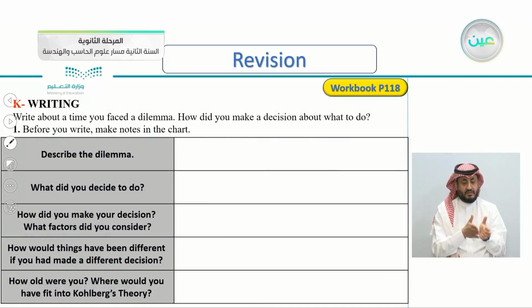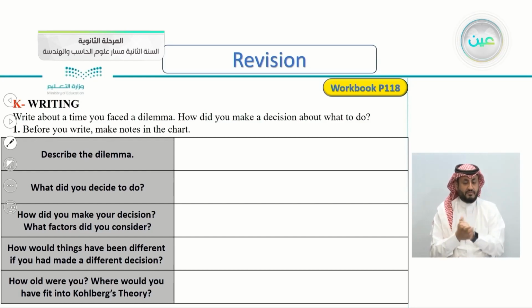Jumping to exercise K here, page 118. Move to page 118. Exercise K, writing. Write about a time you faced a dilemma. How did you make a decision about what to do?